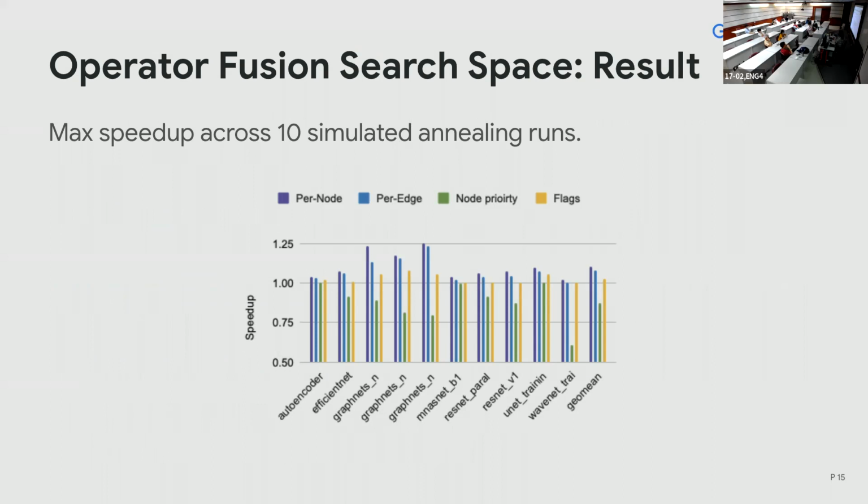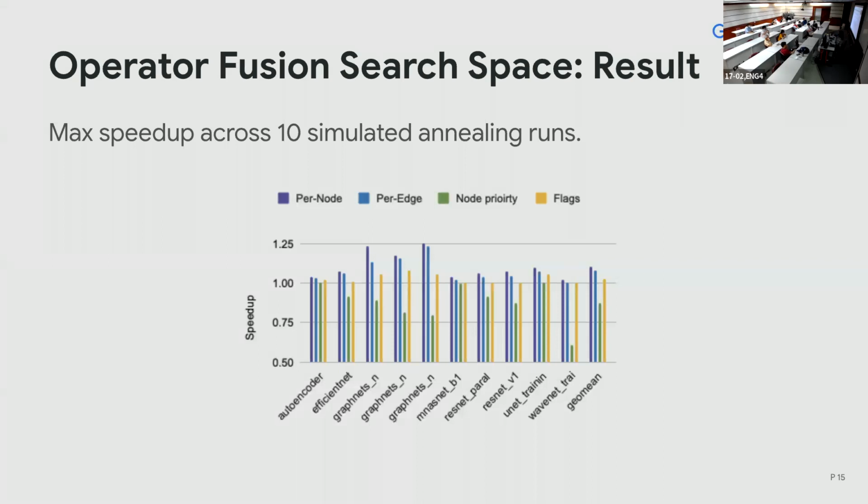Yep, question? That seems counterintuitive, right? Because per edge seems more expressive than per node. So why is this not? I should repeat the question, right? Yeah, so the question is that since per edge configuration is actually more expressive than per node, why is per node the best here, right?